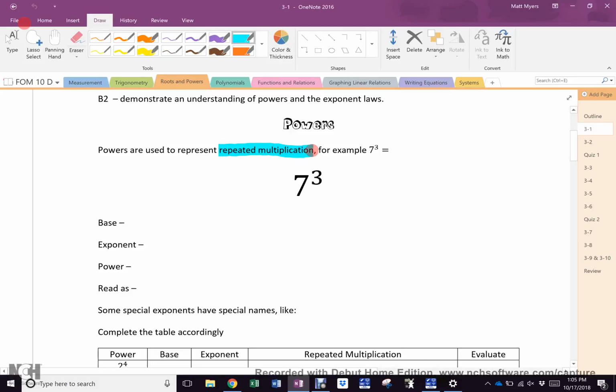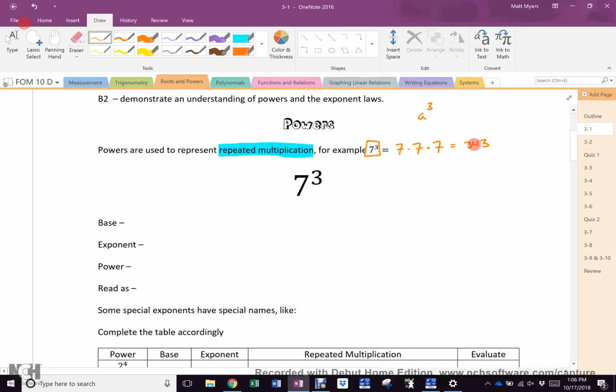Powers show repeated multiplication. So what does this mean? 7 times 7 times 7, multiplied by 7. And the answer is 343. Now, in the 9th grade, all of you should have dealt with numbers and exponents. Some of you will have dealt with letters and exponents. Some of you won't have. So for some of you, this is going to be a little bit tedious review. For some of you, some of the stuff's going to be new.